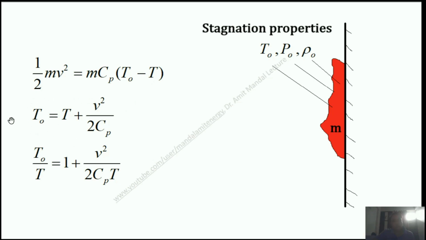In case I divide both sides by T, I will get T0 by T equals 1 plus V square by 2 Cp T. So this is how we can find out the stagnation temperature of the gas.